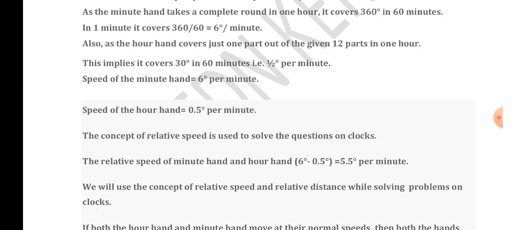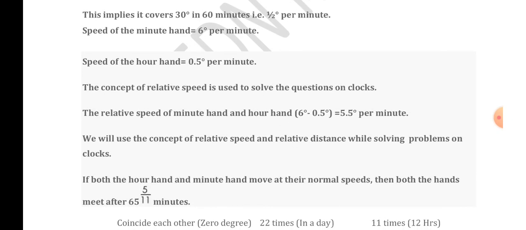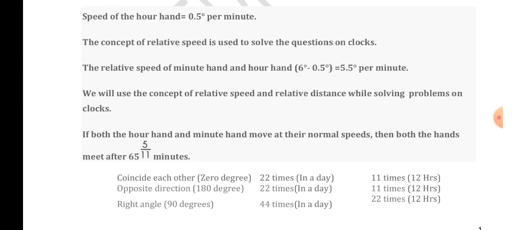The concept of relative speed is very important. It is used to solve the questions in all clock problems. The relative speed of the minute hand and hour hand is 6 degrees minus half a degree, that means 5.5 degrees per minute. It is the relative speed. The minute hand moves 6 degrees per minute and the hour hand half a degree, so the relative speed is 6 minus half, which is 5.5 degrees per minute. We will use this concept, relative speed and relative distance, while solving problems on clocks.